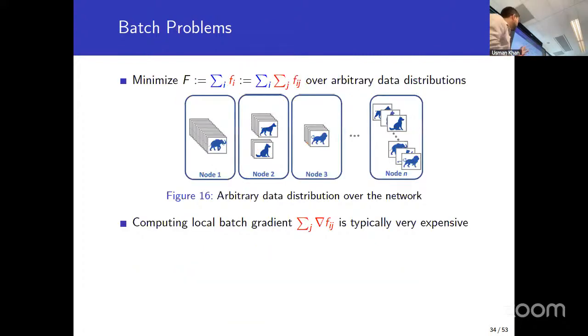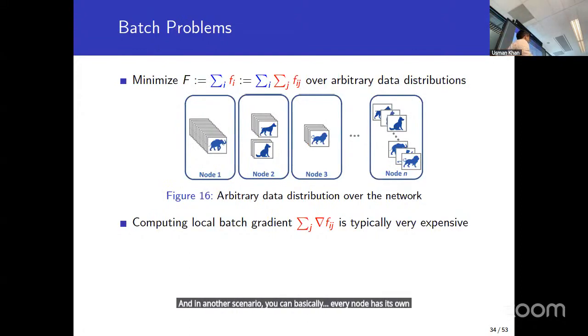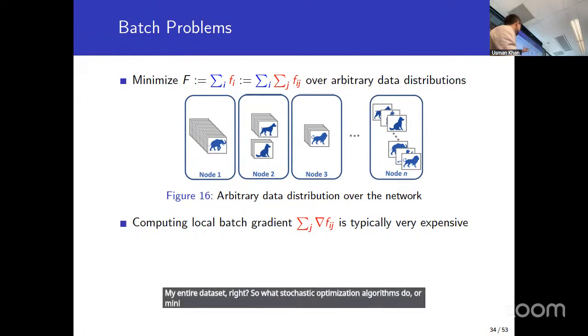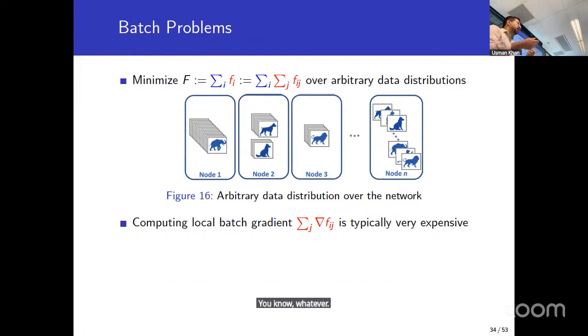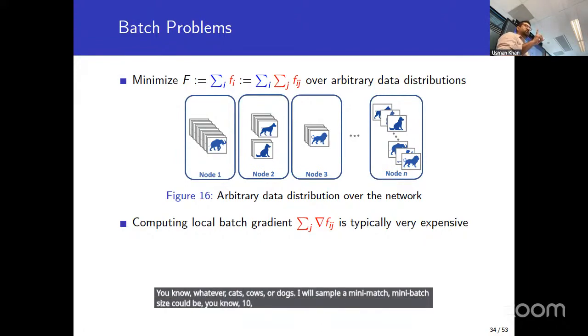And in another scenario, every node has its own data set, right? And I need to compute a gradient over my entire data set. So what stochastic optimization algorithms, or mini batching, do is pick a mini batch of your own data set. Suppose I have 100,000 images of cats, cows, or dogs, I will sample a mini batch. Mini batch size could be 10, 20, or just one, right?